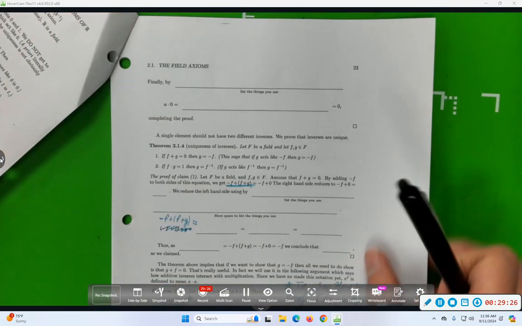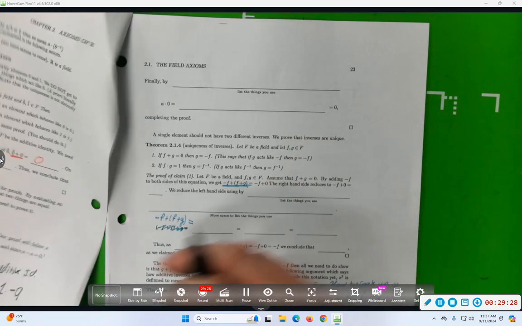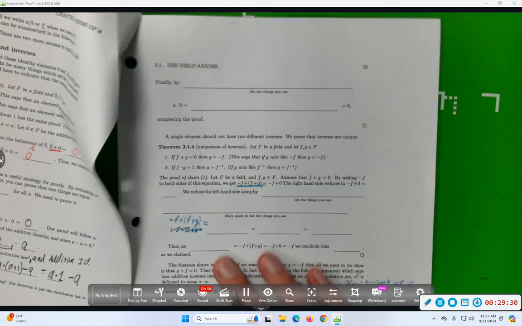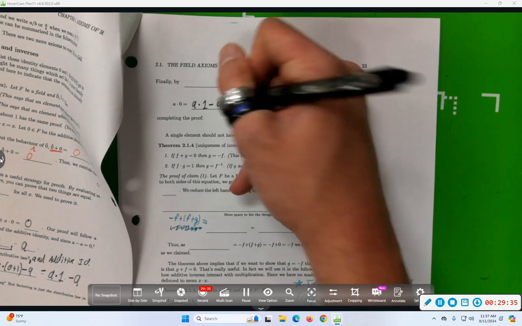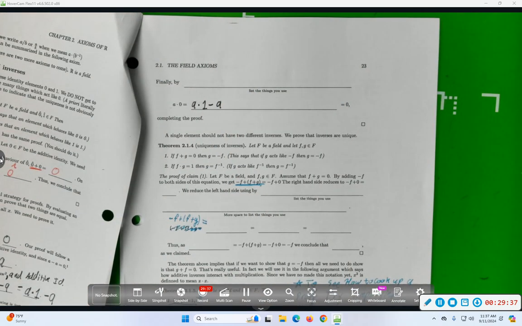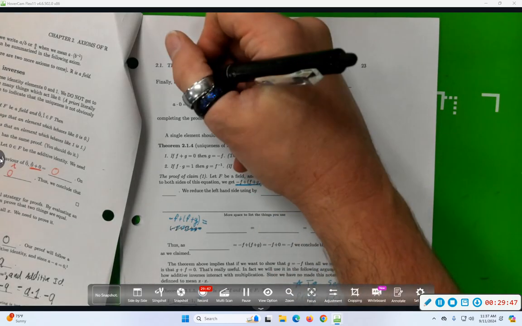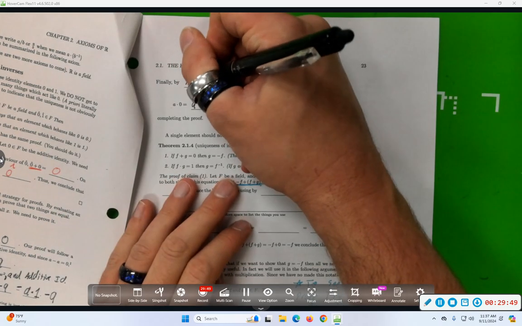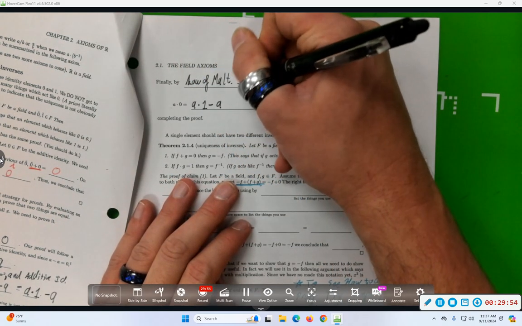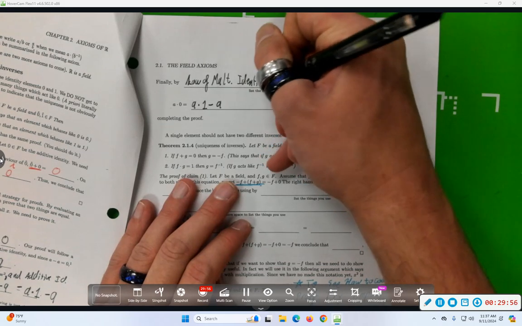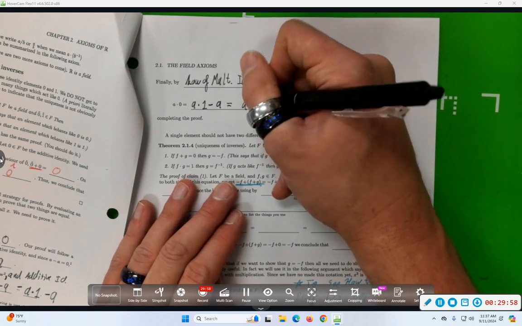Finally, by, let's see, so far I have this equal to a times 1 minus a. So what more can you use to get that down to 0? Multiplicative identity. The axiom of the multiplicative identity. Law of multiplicative identity. A minus a.